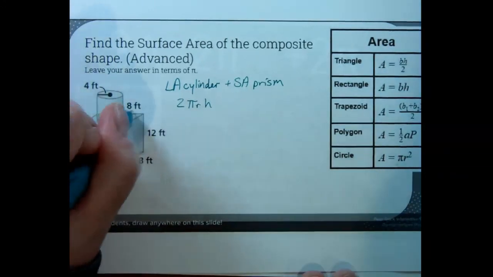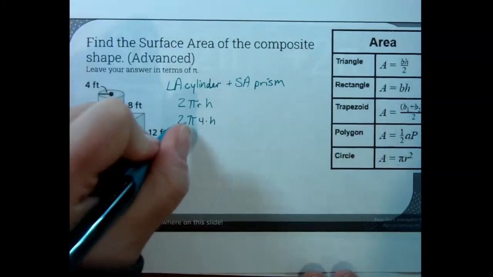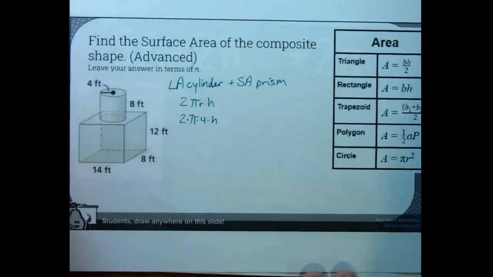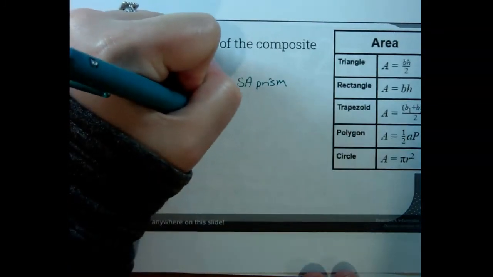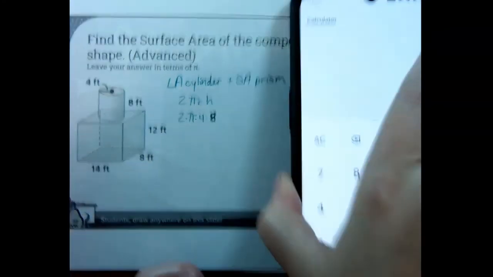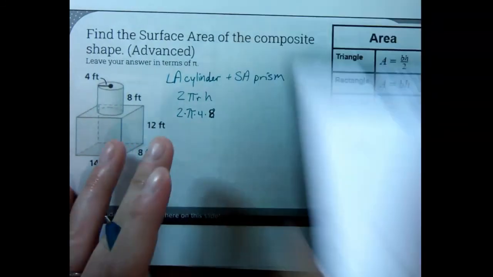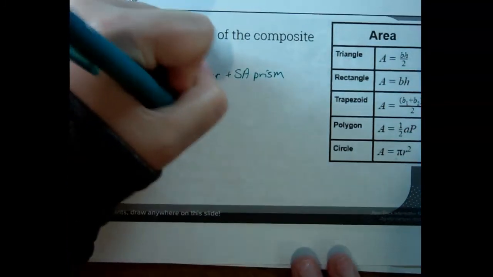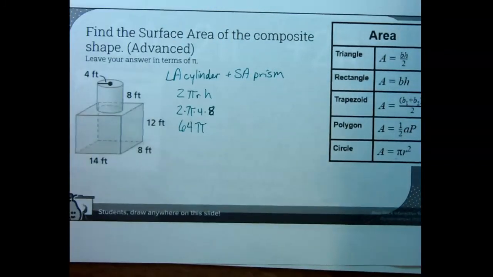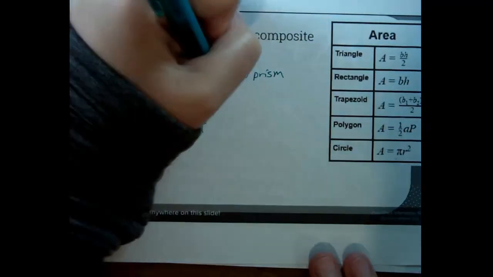My radius is 4. My height is 8. So 2 times pi times 4 times... Oh goodness, I meant to write 8 there. I think I can make it look like an 8. There we go. So 2 times 4 times 8 is 64. 64 pi is going to be the lateral area of the cylinder. Now we're ready for the entire surface area of the prism, because we've already taken away both things that are covered up. So we need the whole surface area.